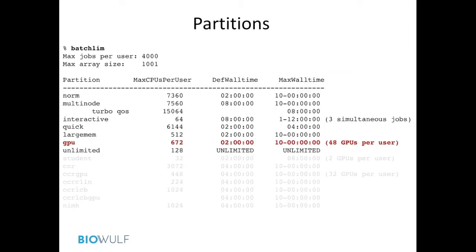In a previous video, we saw how the batchlim command can be used to view available partitions on the cluster and limits associated with each. One of those partitions is the GPU partition, here showing a default wall time of 2 hours, a max wall time of 10 days, and a per-user limit of 48 GPUs per user. Keep in mind the type of partitions and their limits will change from time to time, so it's a good idea to run batchlim every once in a while to see what the current limits are.